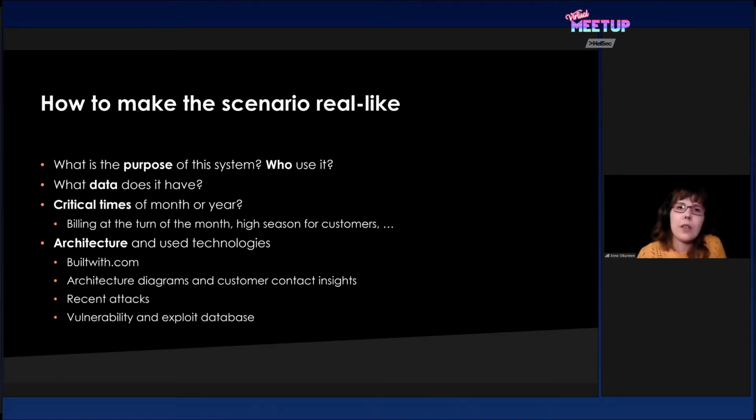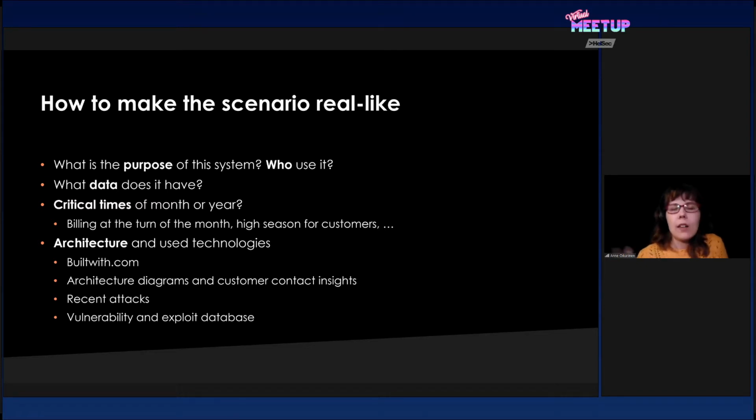So we want to think about the purpose of the system. What does it do? Who uses it, and when? What kind of data does it have? Are there any critical times or months of the year when it would be crucial if it went down or wasn't usable? For financial systems, maybe the turn of the month, or the end of the year when you need to do invoicing. Sometimes there are other business critical seasons.